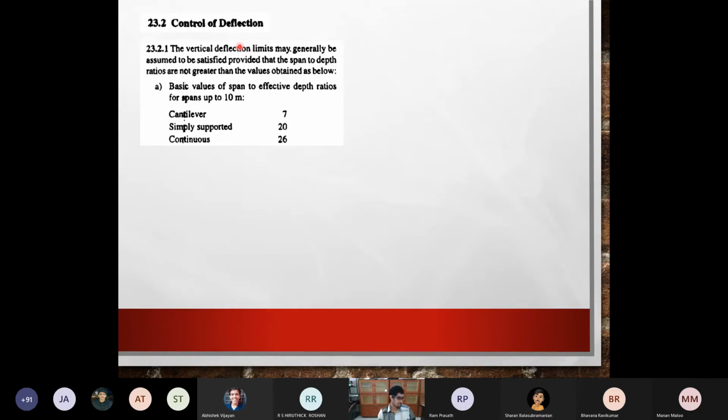So what is the deflection at the center? Anybody remembers? For UDL it's 5 by 384 W. Then 5 by 384 what? WL power 4 by, because it's UDL. So for a simply supported beam with UDL, the deflection at the center is given by 5 WL power 4 by 384 EI. So L will be power 4.